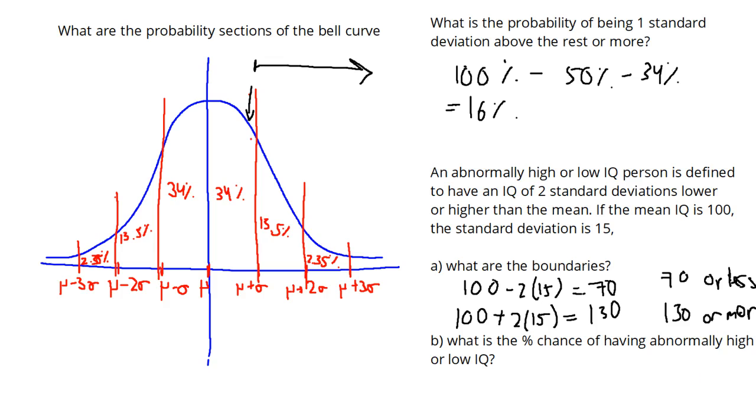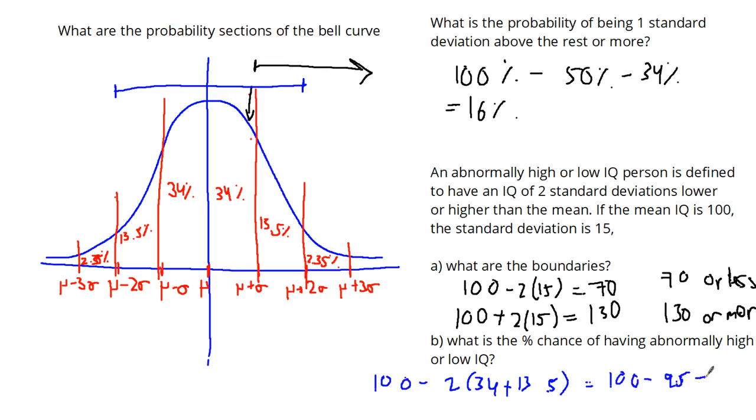Well, we know that the percent chance of not having an abnormally high or low IQ is in between right here, right? This is where you don't have an abnormally high or low IQ. So if you take 34 plus 13.5 plus 34 plus 13.5, you will have 95, so it'll be 34 plus 13.5 times 2, and then subtract that from 100. You will have 100 minus 95, which is 5%. So you have a 5% chance of having abnormally high or low IQ.